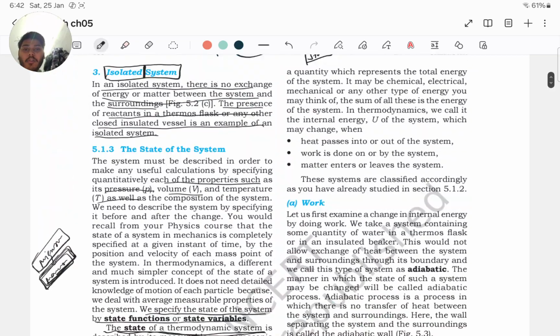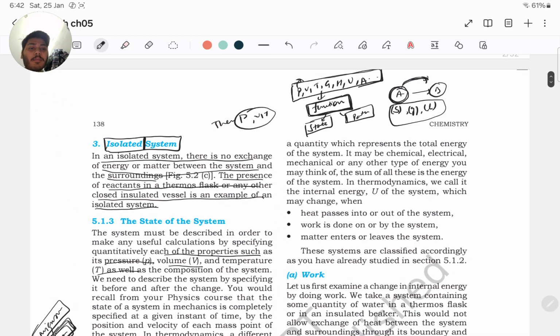We need to introduce a quantity which represents the total energy of the system. At that time we have to explain in mathematical terms how much heat is lost and how much heat is gained. We can't express this theoretically, so we have to use some mathematical tools, some terms to represent the total energy of the system. It may be chemical, electrical, mechanical, or any other type of energy.